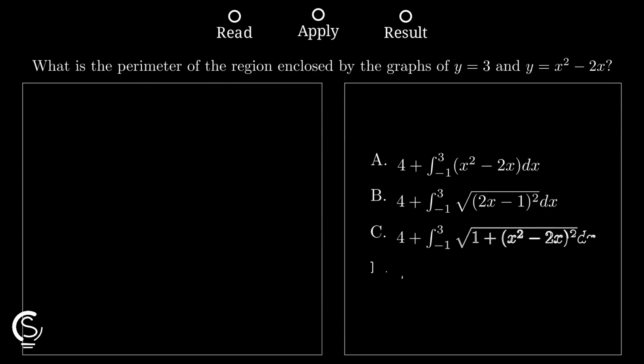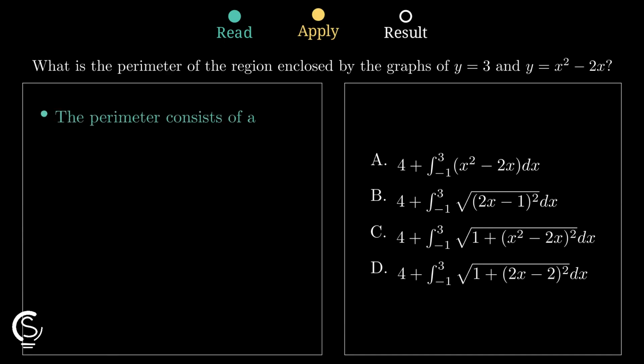First, we find where the line y equals 3 intersects the parabola. Setting the equations equal gives us x values of -1 and 3. This defines our integration interval. The top boundary is a 4-unit horizontal segment.